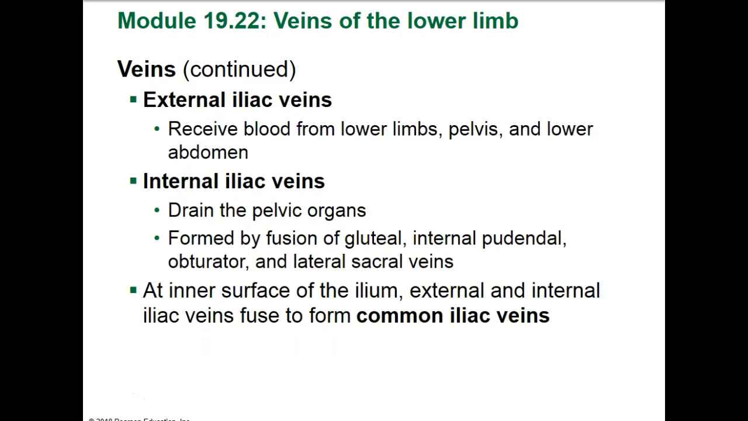The external iliac veins receive blood from the lower limbs, the pelvis, and the lower abdomen, and the internal iliac veins drain the pelvic organs. This is formed by fusion of the gluteal, the internal pudendal, the obturator, and the lateral sacral veins. And at the inner surface of the ilium, the external and internal iliac veins fuse, and this forms a common iliac vein.